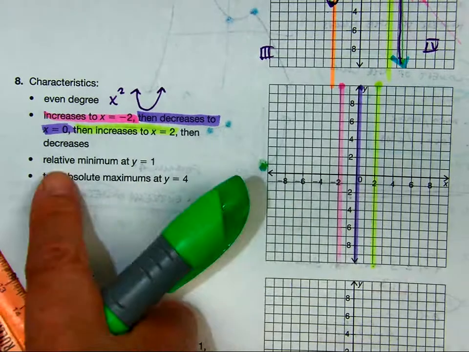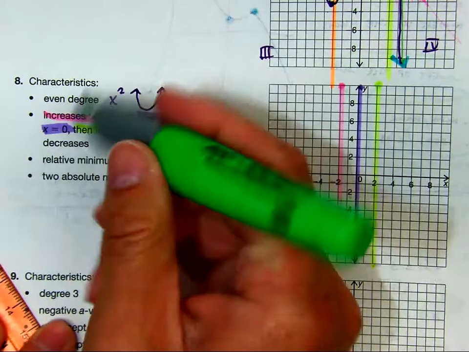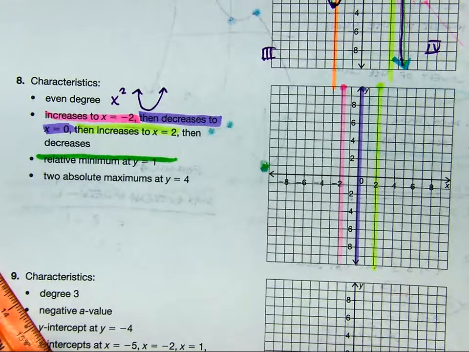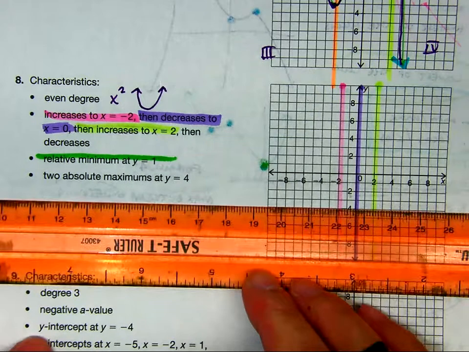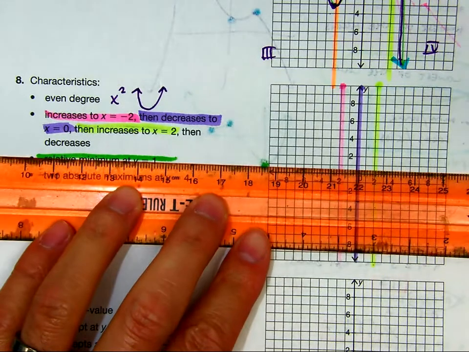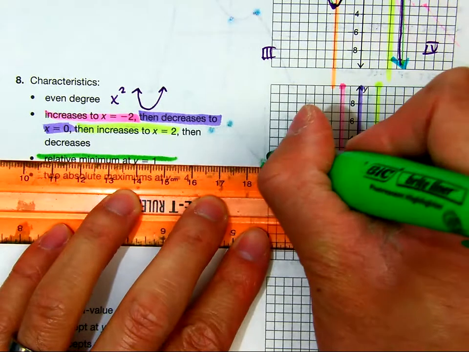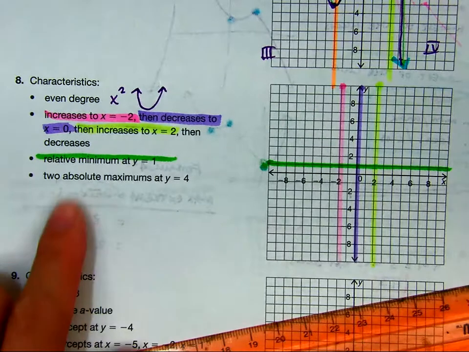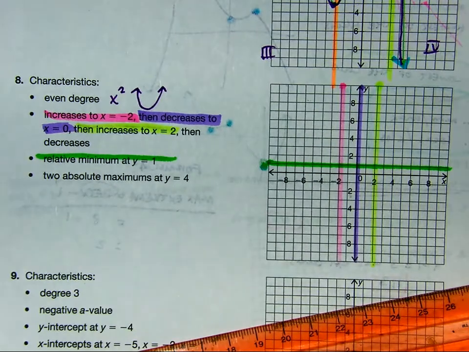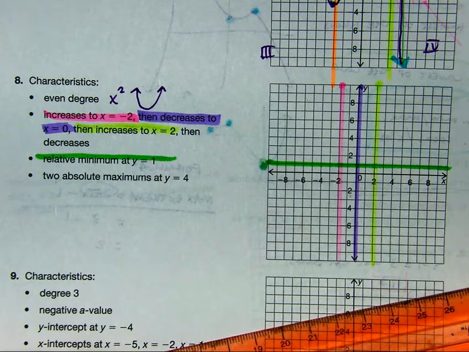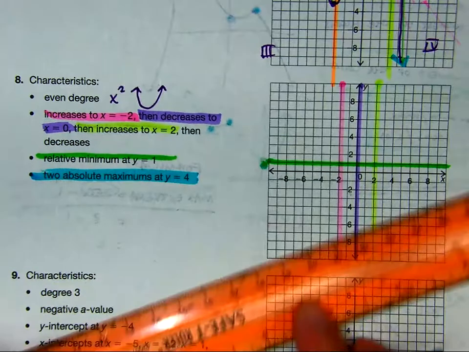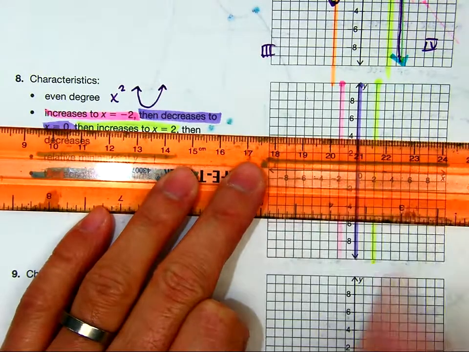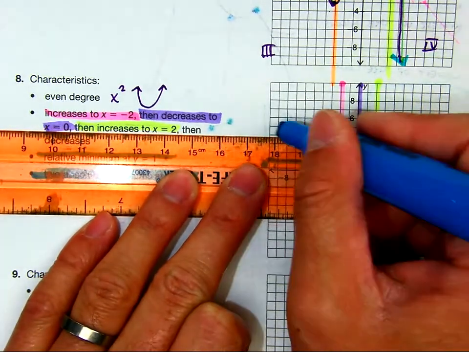A relative minimum at y equals 1. Okay, now pay attention. If it has a relative minimum, that means on this point here, notice I'm turning my ruler now, anywhere on this line, there is a low point. And then the last one, 2 absolute maximums at y equals 4. So it means at this point in blue, I'm going to have 2 maximums.